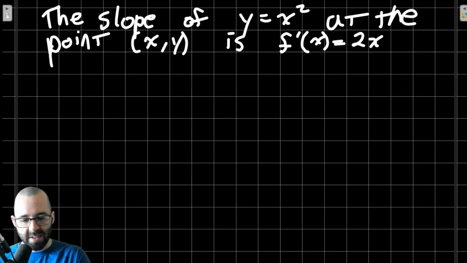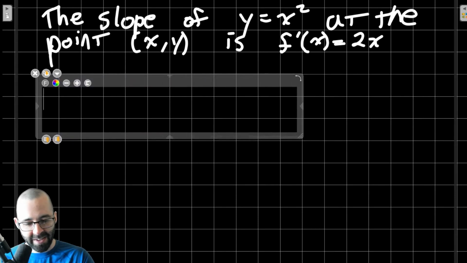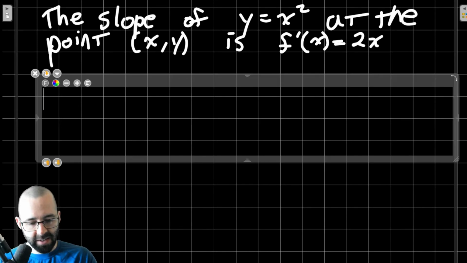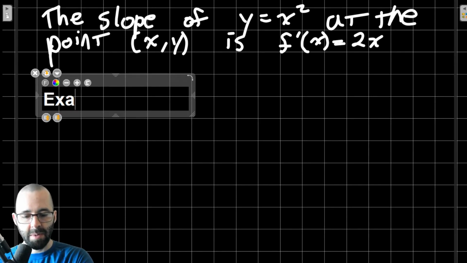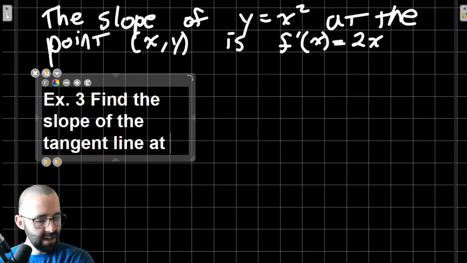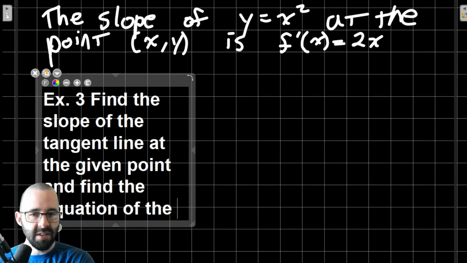So let's look at some stuff. Example 3. I'm not writing this out, although I'm encouraging you to write it out. This will be example 3. Find the slope of the tangent line at the given point and find the equation of the tangent line.